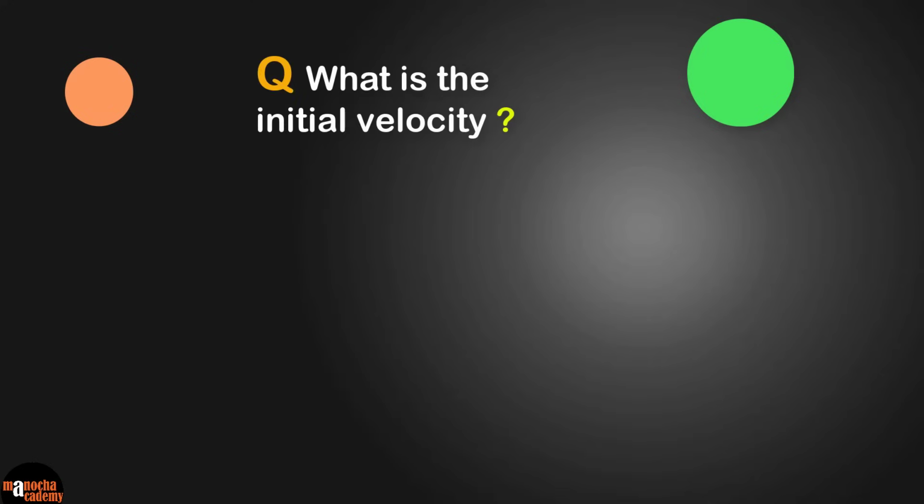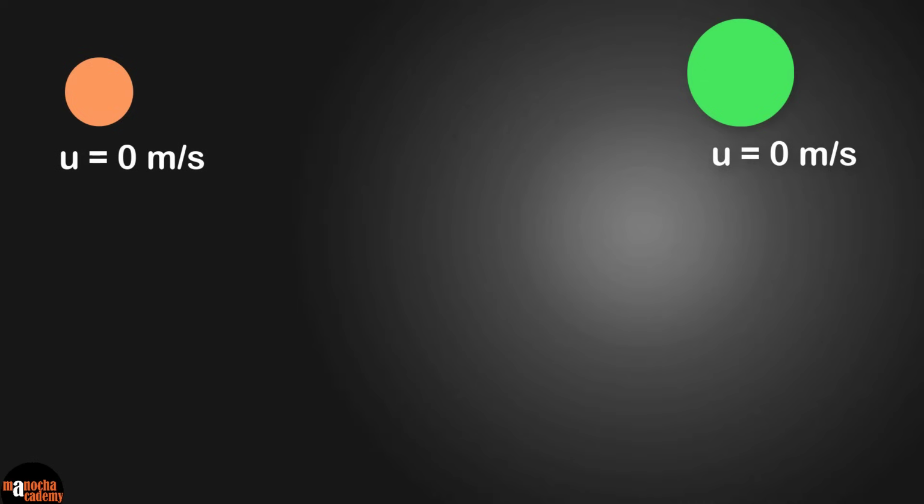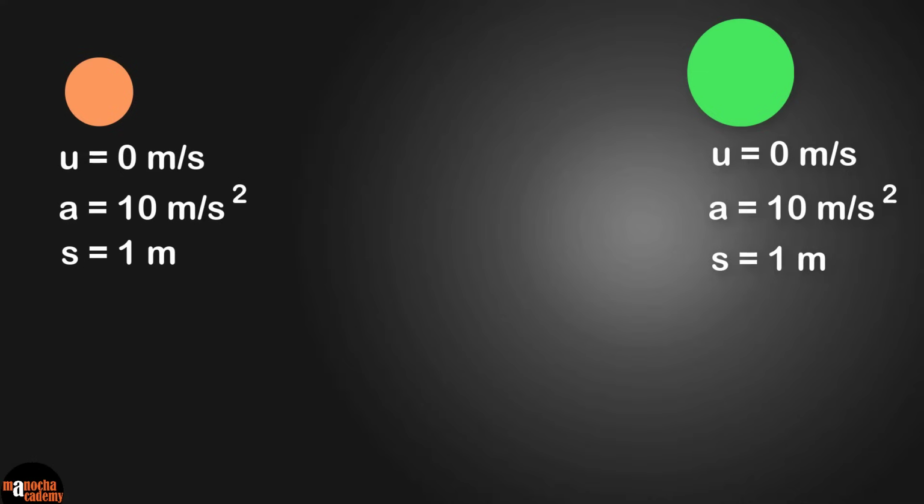First, let's write down the data. When I drop the orange ball and green ball, what is the initial velocity of each ball? That's right, initial velocity u is zero. As we saw earlier, the acceleration a of both balls is 10 meters per second square. This is the acceleration due to gravity. Let's say I drop the two balls from a height of 1 meter. So the distance or displacement s is 1 meter.